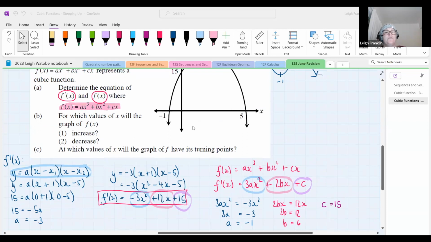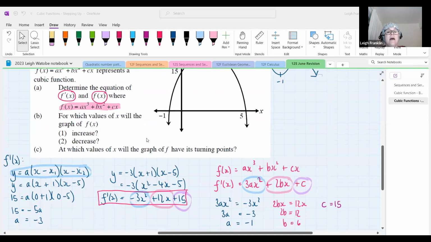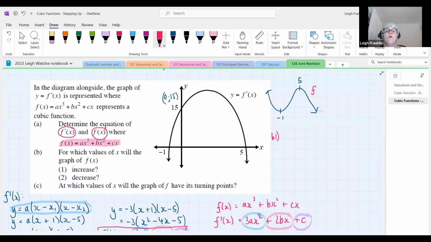We've got the graph of the derivative and we've got the graph of the original cubic. Now they start asking us questions. For which values of x will the graph of f of x be increasing? They're asking us a question about the cubic function. I'm doing it underneath here because we've got our little sketch over there.